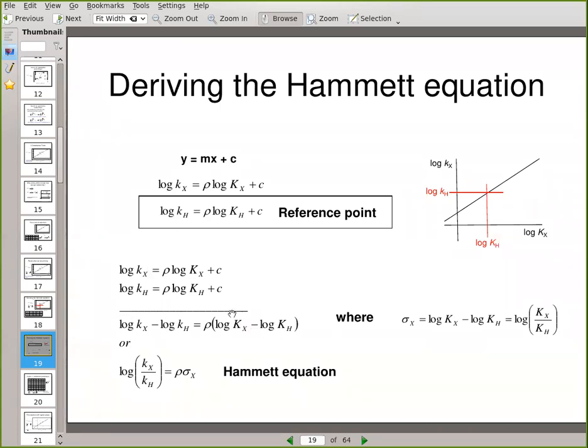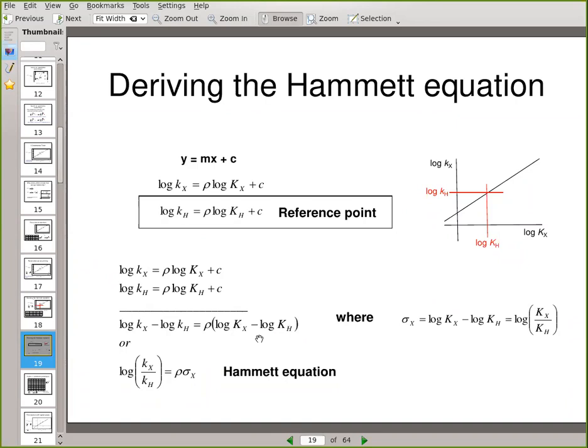And of course, here are the x values, and the c's disappear nicely when you subtract. And you can see over here that when you are at the unsubstituted case, when you put kh here, this comes to 0. So your graph is going to go beautifully through the origin. And so the Hammett equation then is this: log kx minus log kh is rho times that.